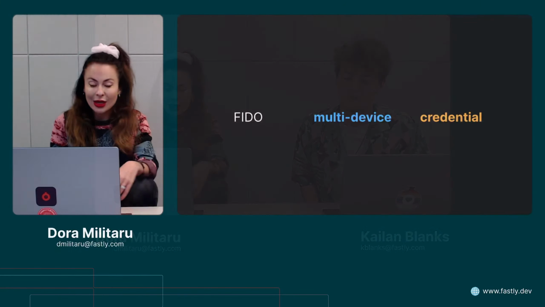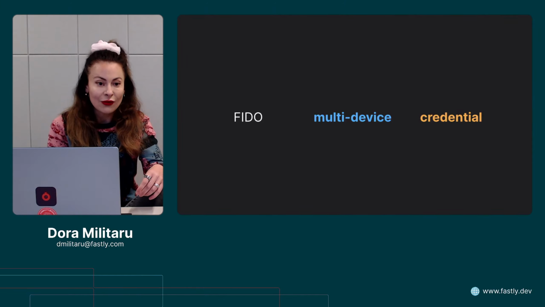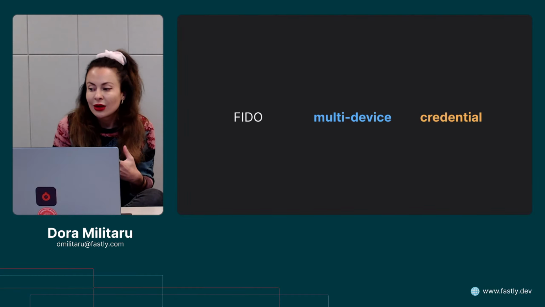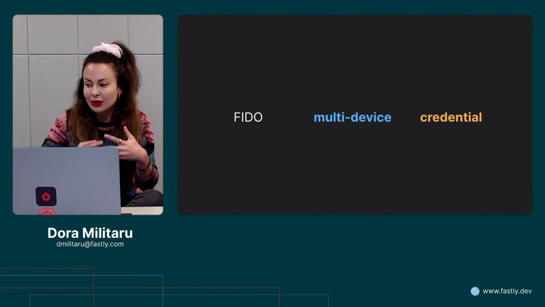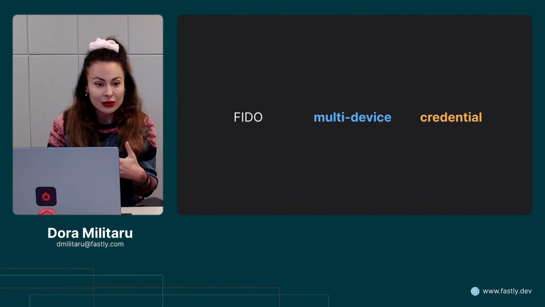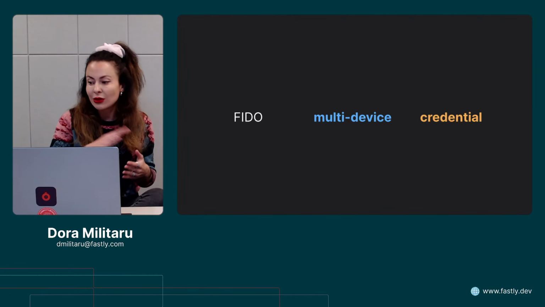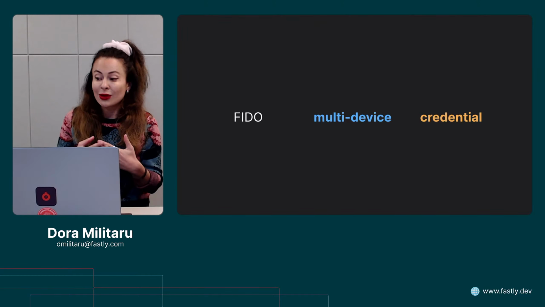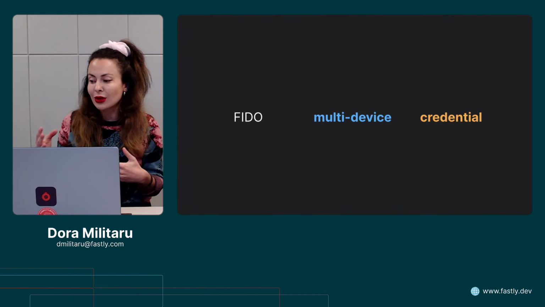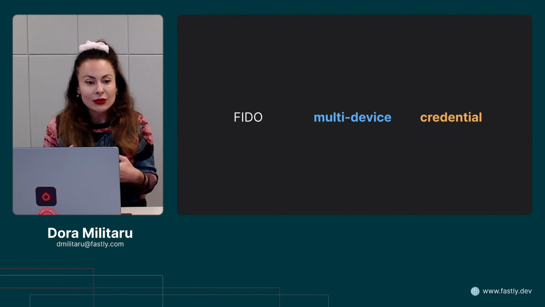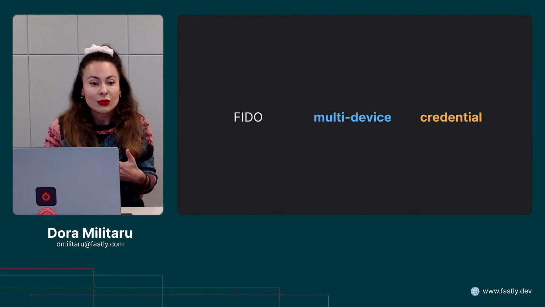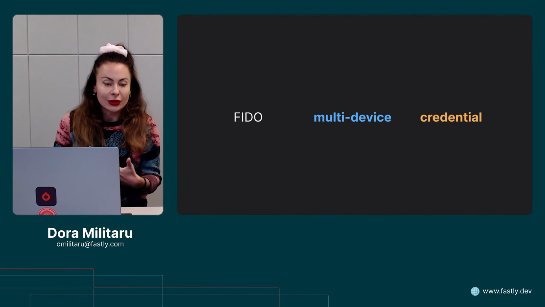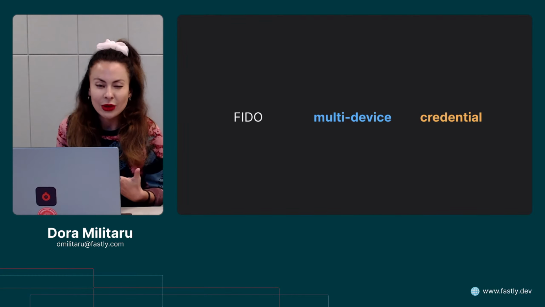Now, technically speaking, passkey is shorthand for FIDO multi-device credential. FIDO stands for Fast Identity Online, and that's an open industry standard that was developed by the FIDO Alliance, which is a consortium of technology companies, including all the big ones, and this is being developed specifically to make authentication more secure and user-friendly. A credential is something we've all used before. Credential is basically a piece of information that's used to prove your identity, like username and password. We call that a knowledge-based credential. So a password is something that you know.